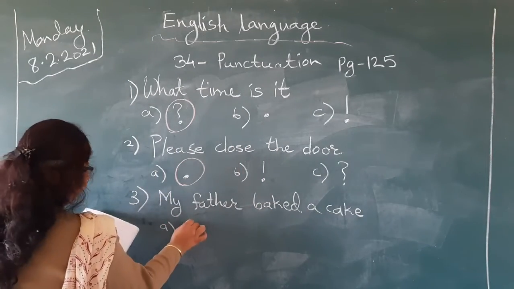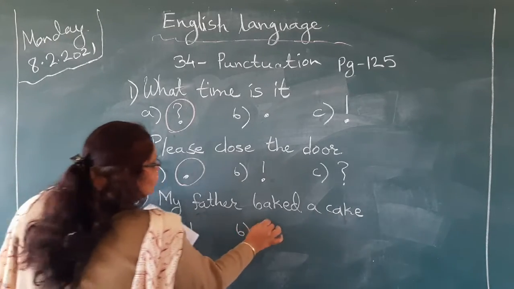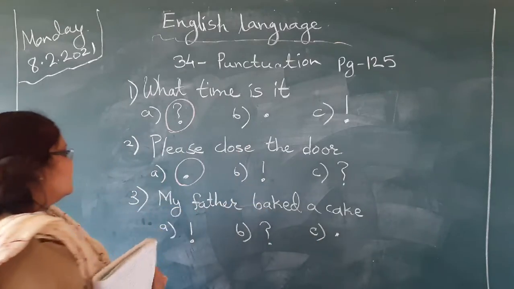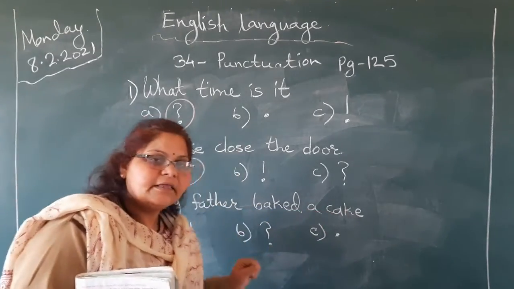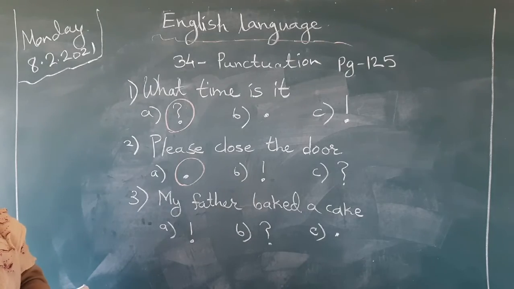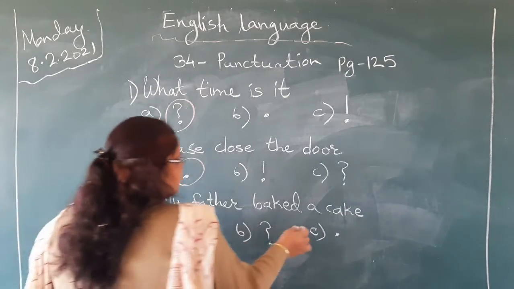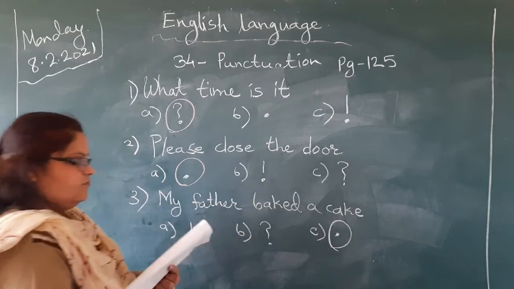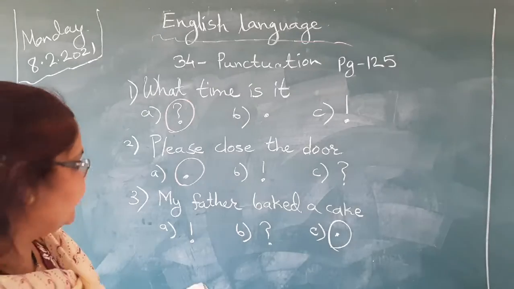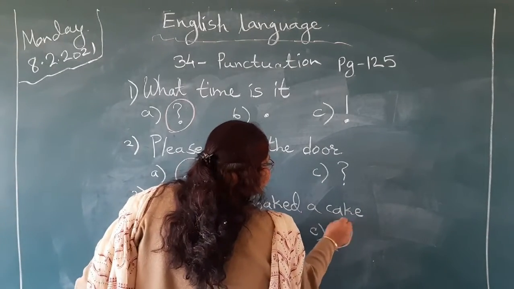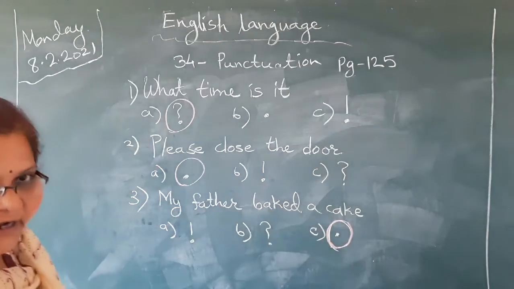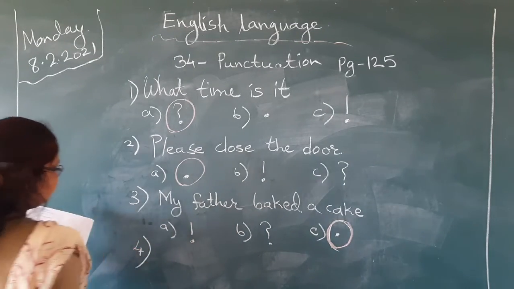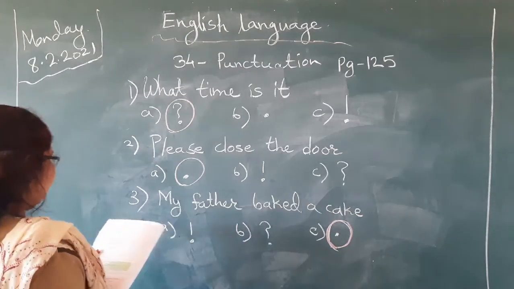Again options are given. A is exclamation, B is question mark, C is full stop. My father baked a cake. What do you think the answer may be? Yes, it is an assertive sentence. So what is the answer you think? It is a full stop. Hope you are understanding the sentences. You should remember which type of sentence it is, so it will be easy for you to find the answer.